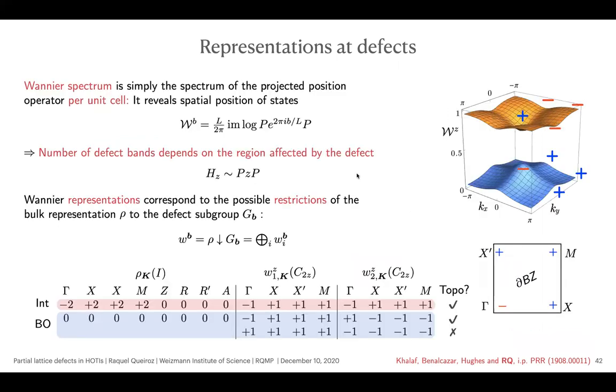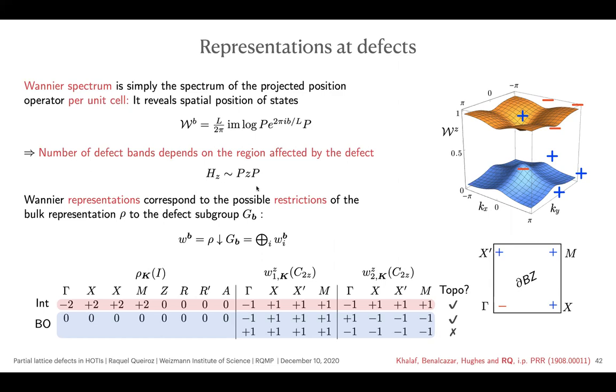So how do you think about these defect bands? If you have a linear potential that extends over some unit cells, then what we're looking at is basically PZP. That will be our Hamiltonian. P is the projector, and Z is just the direction of the linear potential. This is nothing but the projected position operator. You might be familiar with the concept of a Wannier spectrum, which is the spectrum of the projected position operator inside of one unit cell.